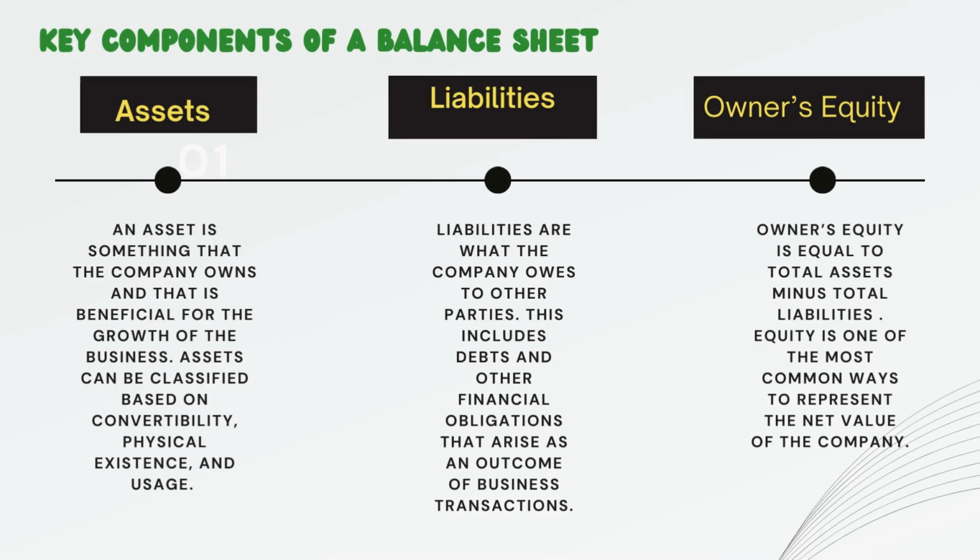Key components of a balance sheet. Assets. An asset is something that the company owns and that is beneficial for the growth of the business. Assets can be classified based on convertibility, physical existence, and usage. Liabilities. Liabilities are what the company owes to other parties. This includes debts and other financial obligations that arise as an outcome of business transactions. Owner's equity. Owner's equity is equal to total assets minus total liabilities. Equity is one of the most common ways to represent the net value of the company.